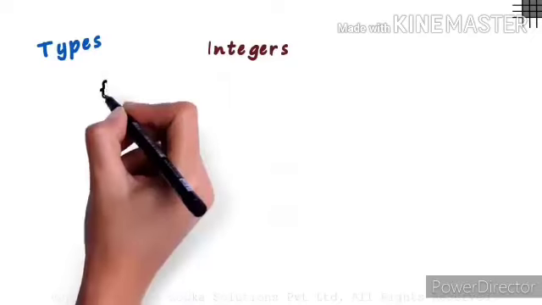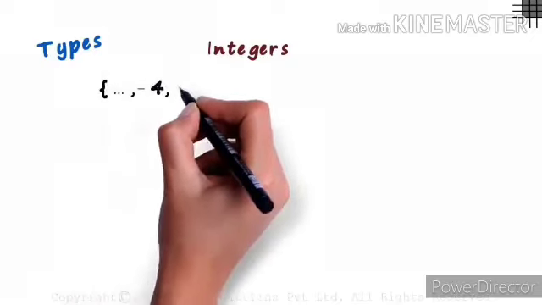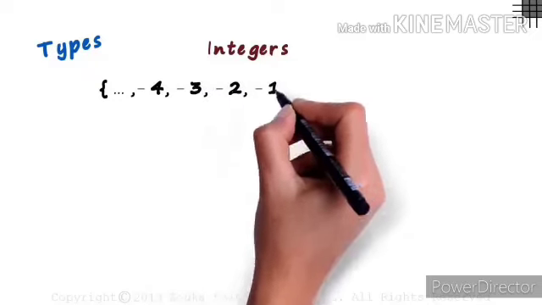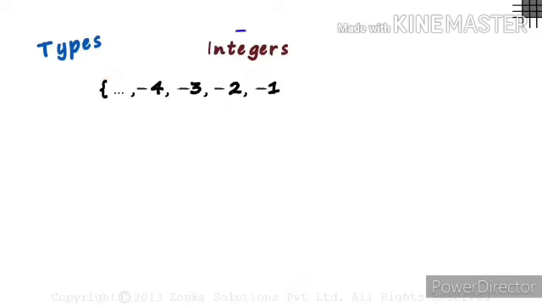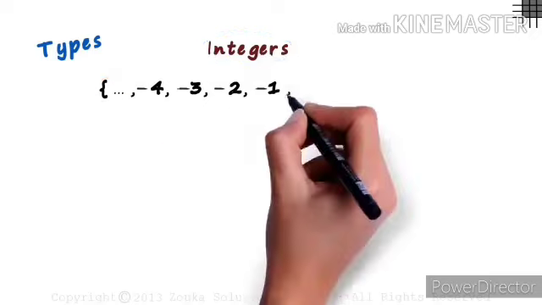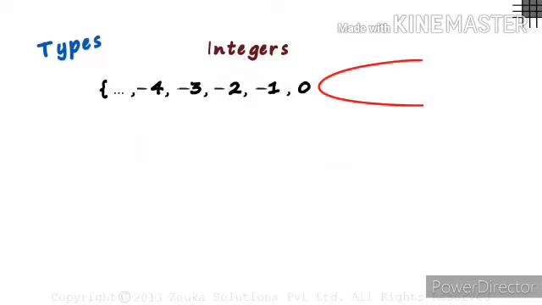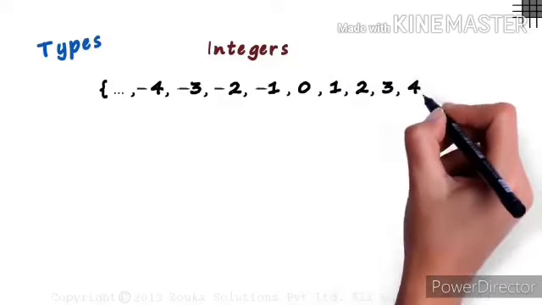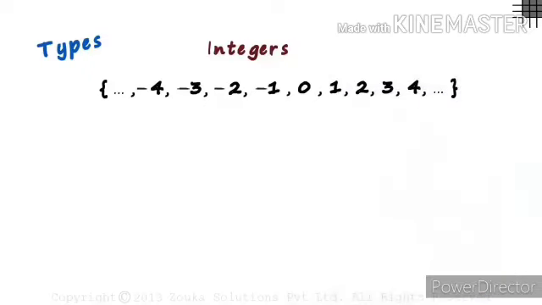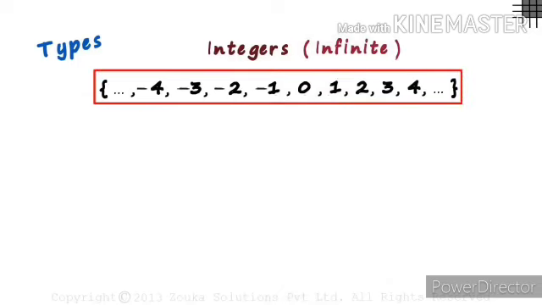For these types, write the set of all integers using the listing method. Open the bracket, write 3 dots and -4, -3, -2, -1. This list covers all the negative integers. But we have been asked to cover all the integers. So we write a 0. And now we just have to cover all the positive integers. 1, 2, 3, 4 and 3 dots again. Here the 3 dots mean that the numbers continue to infinity on both sides. These types of sets with infinite elements are called infinite sets.